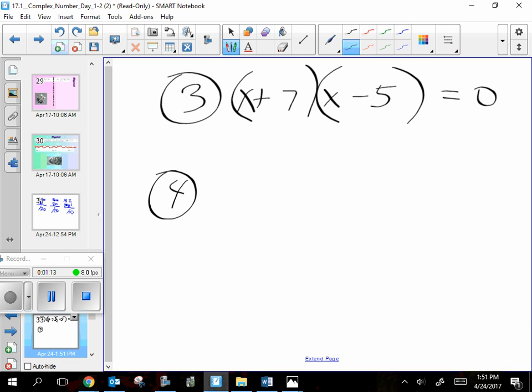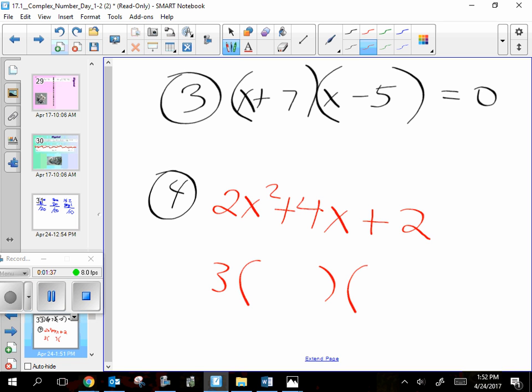Number 4 is one where there's something you can factor out of everything. Oops, that looks like a 9, doesn't it? I'll change it. There we go. And after you factor something out of everything, your answer will look kind of like this. That's not the right answer, but you'll have something factored out in front, and then you'll have it factored all the way. I'll write these in here.